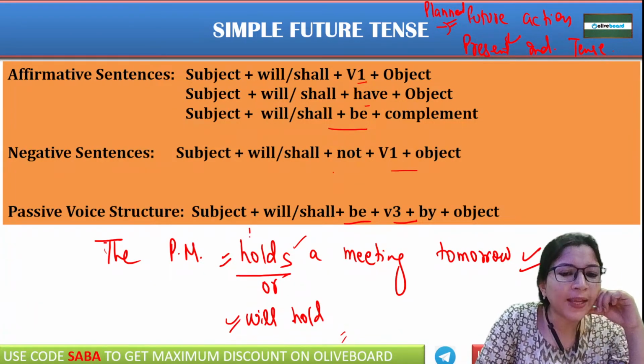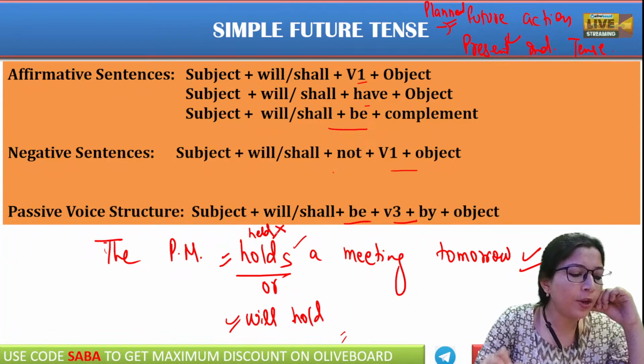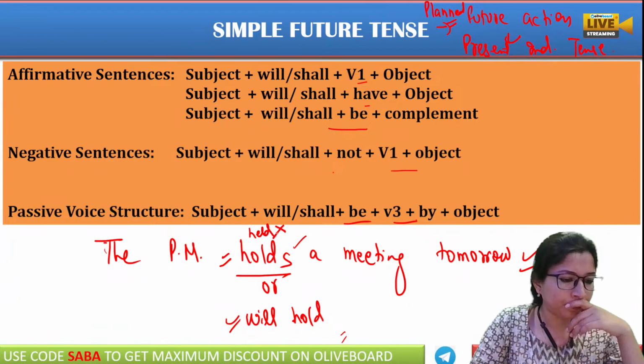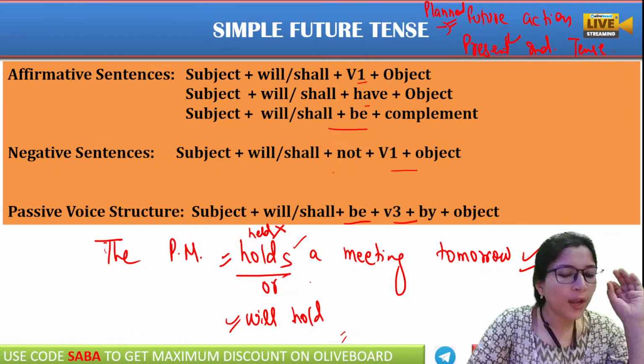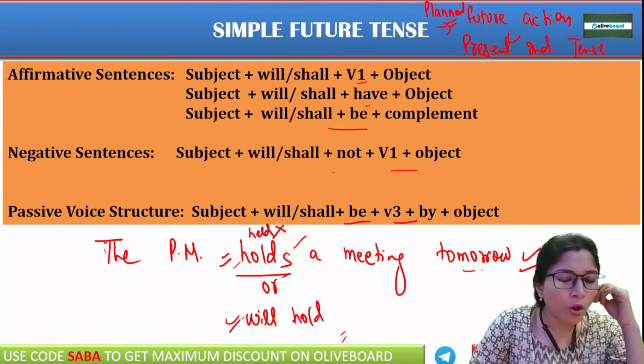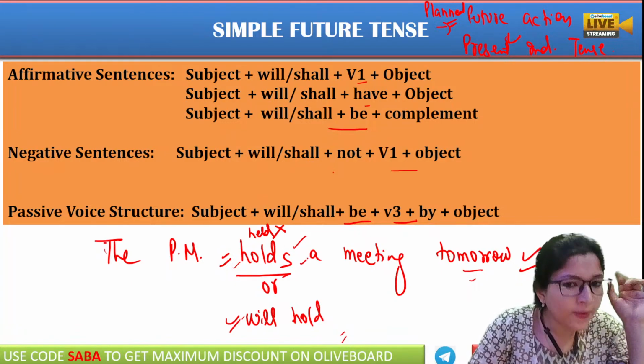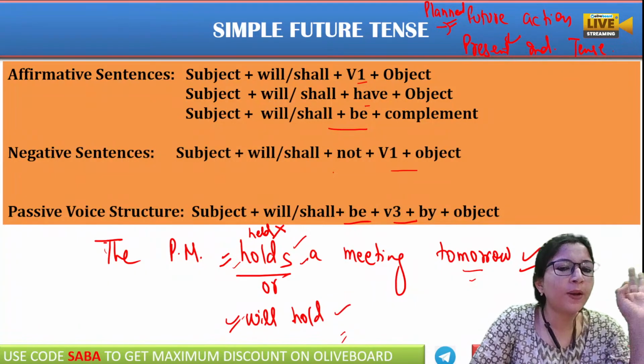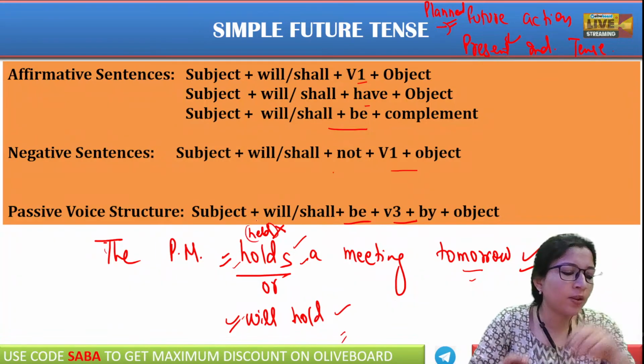Held can never come here. Held will be wrong. So held is always wrong. It can be hold or it can be will hold. Okay, so tomorrow is written, so it can be present indefinite, it can be future indefinite, but it can never be past indefinite tense, guys. Remember that thing.